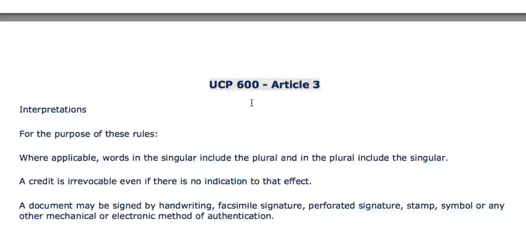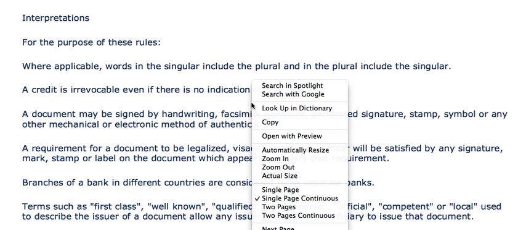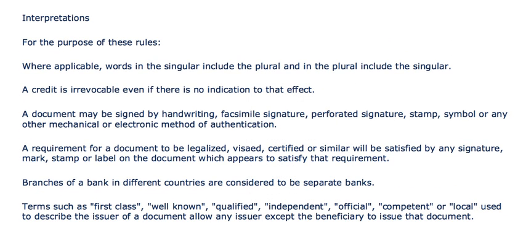Now we see thereafter Article 3. Article 3 gives some interpretations. As I have already discussed, it is irrevocable. Even if there is no indication, it can be signed in handwriting also. Facsimile signature can be there. The perforated signatures can be there. Stamp, symbol, or any other acceptable method, it can be signed accordingly.